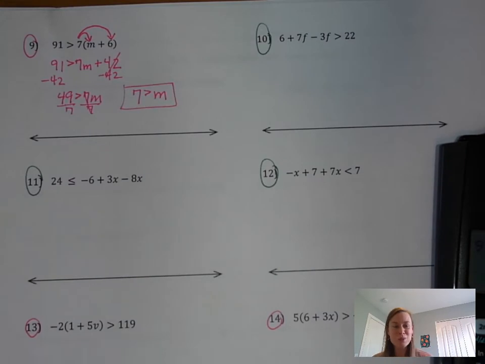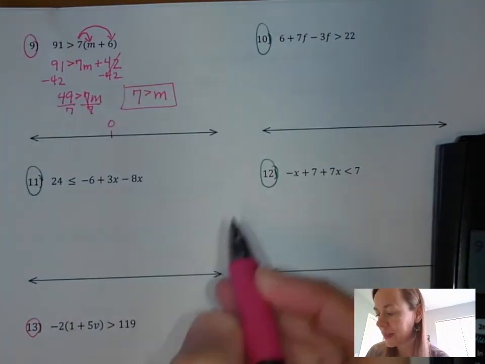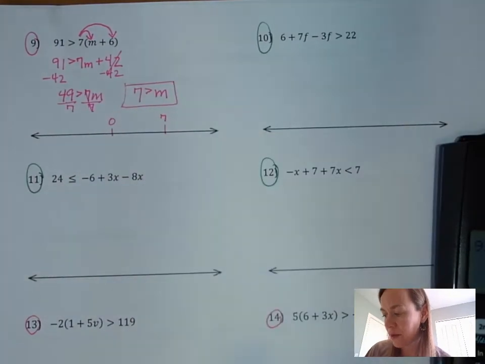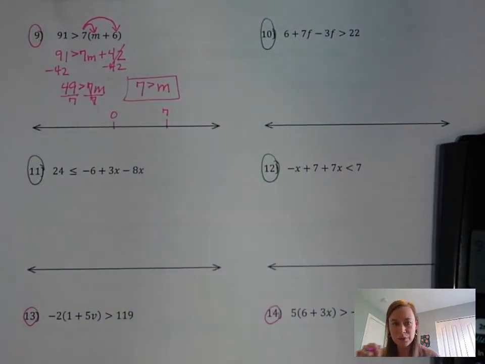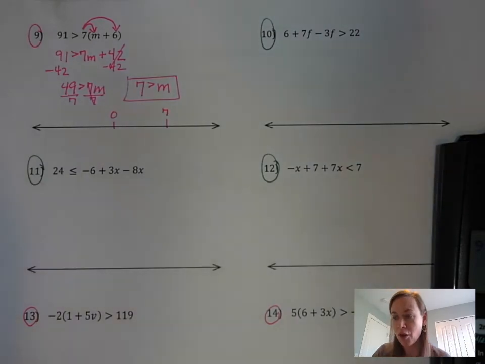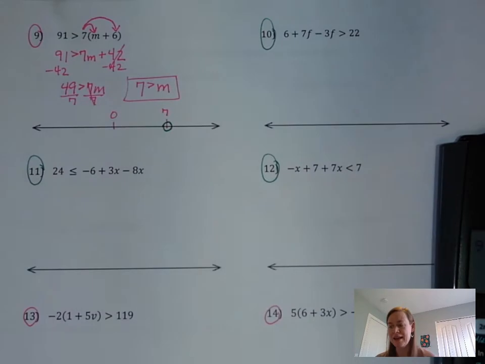Are we done? No, we still got to put it on the graph. Let's do that. Let's draw our 0. Now let's draw our 7. Okay, it's a greater than sign. It does not have that or equal to part, so that means I have to use an open circle. An open dot, right, like that.